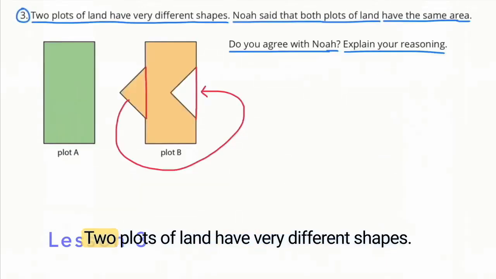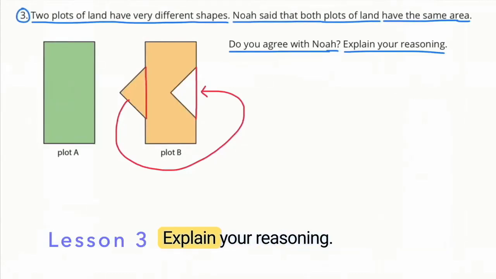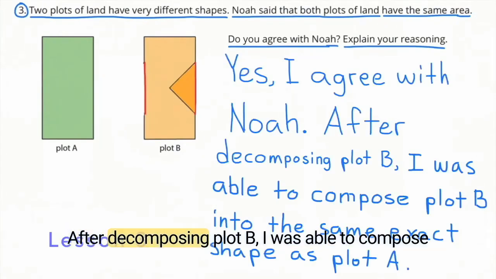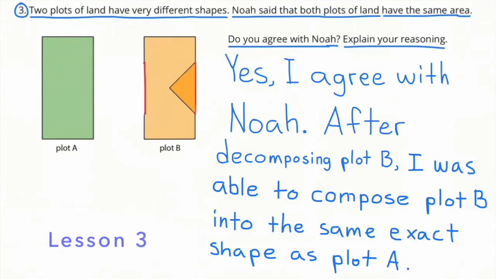Number 3. Two plots of land have very different shapes. Noah said that both plots of land have the same area. Do you agree with Noah? Explain your reasoning. Yes, I agree with Noah. After decomposing plot B, I was able to compose plot B into the same exact shape as plot A.